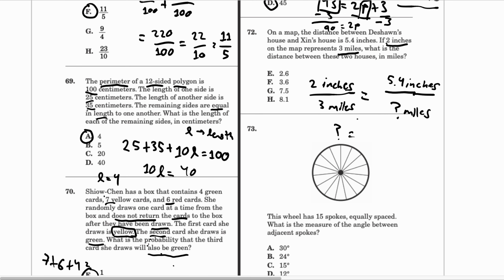So to solve for the question mark, we do our cross multiplication. So 3 times 5.4 over 2, and that would be, let's see, so 5.4 over 2 is 2.7, and then that is 8.1. So that would be H.